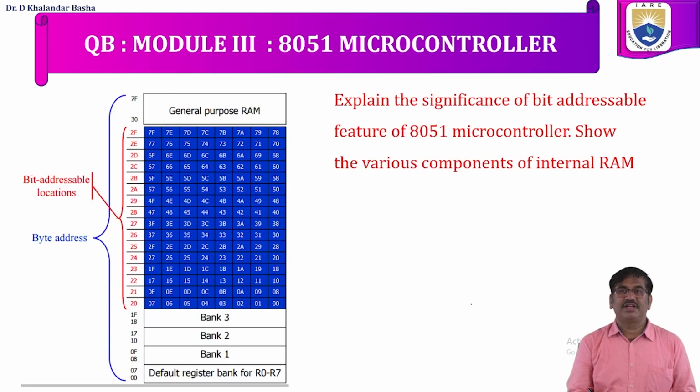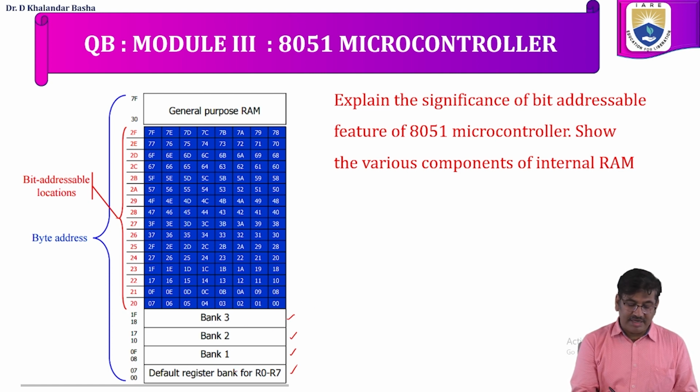Next, explain the significance of bit addressable feature in 8051 microcontroller. Show the various components of internal memory. So internal memory, we are going to have the addresses from 00 to 7F, which is 128 memory locations, out of which we have 8 registers in bank 0, 8 registers in bank 1, 8 registers in bank 2, 8 registers in bank 3. After that, we have a bit addressable area from 20 to 2F, where we have 16 memory locations, where we can access the data byte-wise as well as bit-wise.